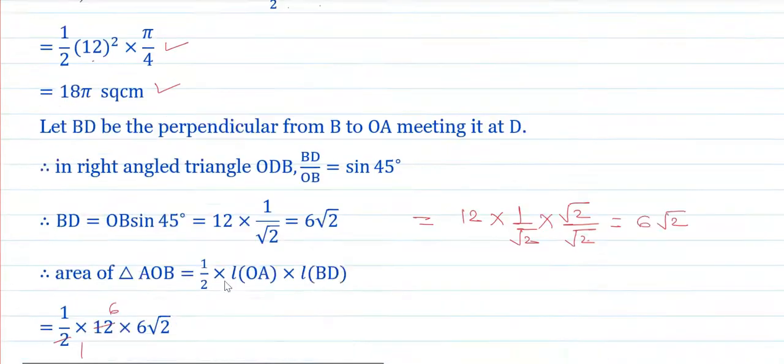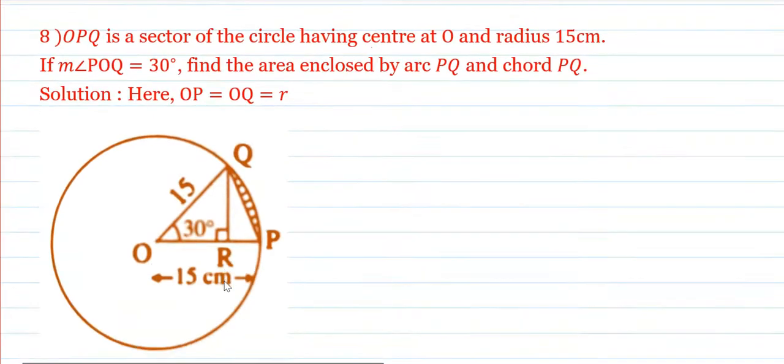Now the next. Question number 8. OPQ is a sector of the circle having the center at O. Radius is 15 centimeter. Measure of angle POQ is 30 degree. Find the area enclosed by the arc PQ and the chord PQ.